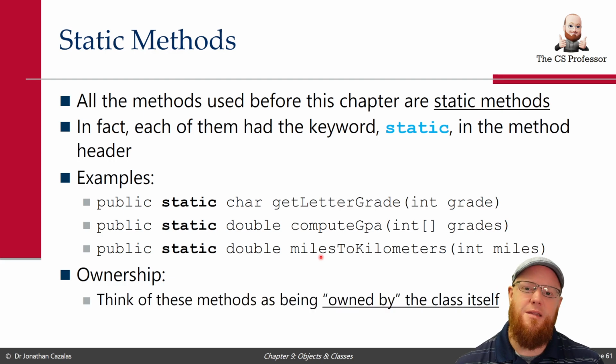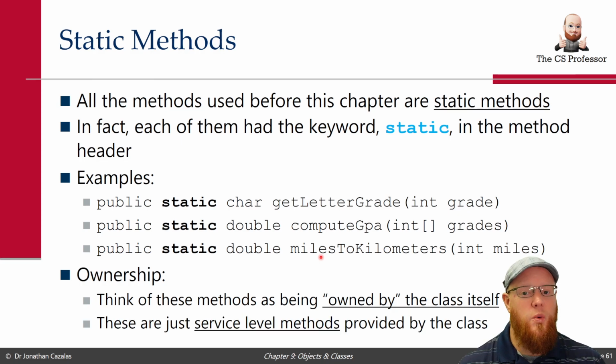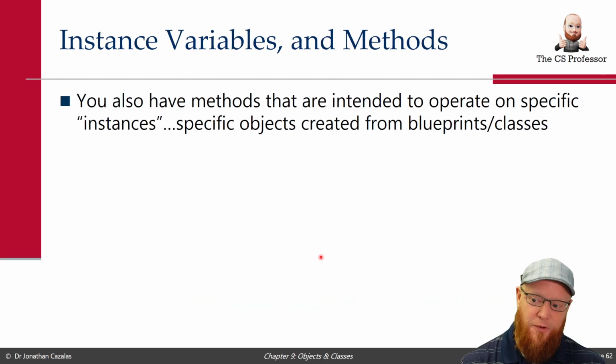And so we can understand these methods as being owned by the class itself, belonging to the class, not belonging to a particular object. Another way of understanding them is they're really service level methods, such as that Math class, that Math library, where we have that pow method and many other methods. These are just service level methods that the Math library provides to you, that we can call, we can send them values, and it returns to us those answers. But these methods are owned by the class itself.